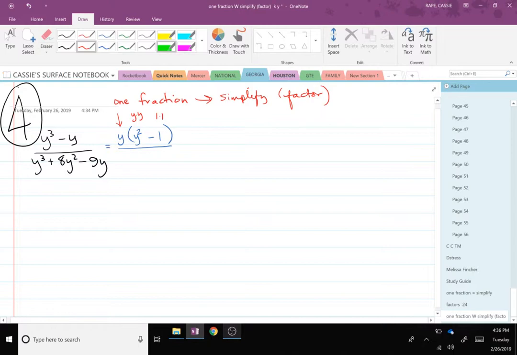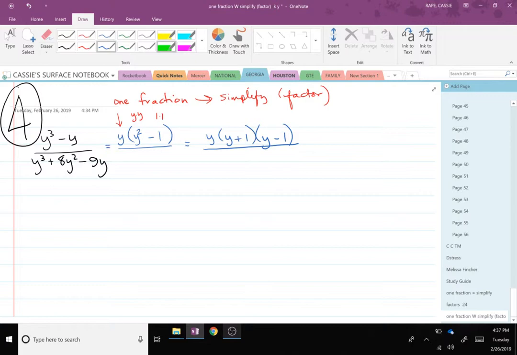Anytime you have the difference, meaning subtraction, of two perfect squares, that factors to a sum and a difference of the same two terms. So you take a y plus 1 and a y minus 1. And I'm going to bring that little y over as well. Now you've got 2 binomials and just a monomial. That is completely factored and ready to cancel as soon as I factor the other term.